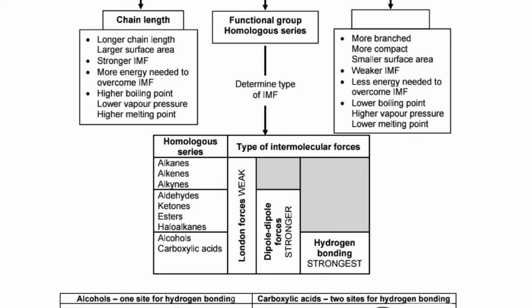But as you go this way, the strength of the London is increasing, right? The alkynes have the strongest intermolecular force among these ones, followed by the alkene, and the weakest is the alkane, right? Now let's go to aldehydes, ketones, ester and haloalkane. Even them, the strength of the London is increasing when you go to that side. Generally, their strength is increasing when you go this way. All right.